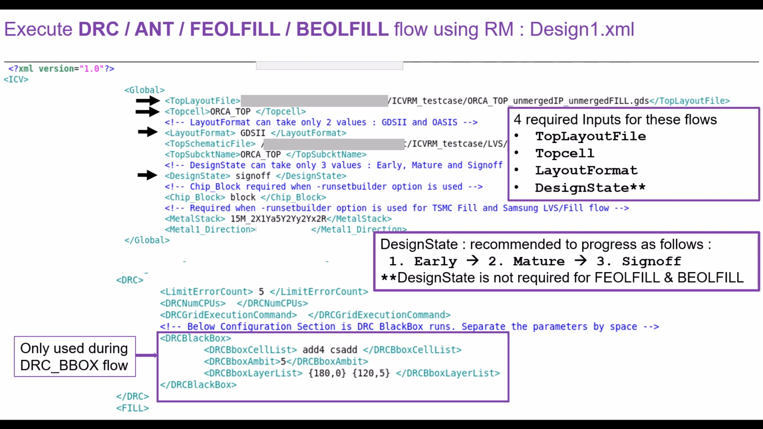On design state input, we recommend the progress of input to start with early state where only basic rules are run. As design progresses, then change to mature state where basic and voltage diagnostic rules are executed. At the end, use signoff state where all rules, that is complete DRC flow, will be executed.